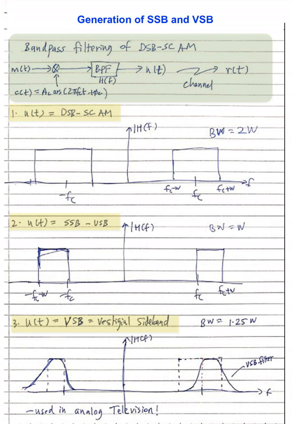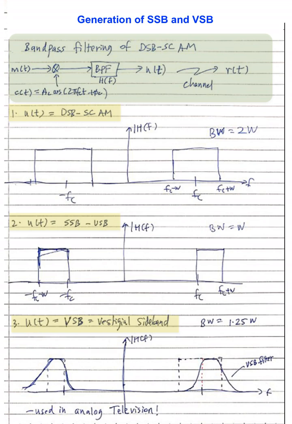In Figure 1, when H of f is a bandpass filter of bandwidth 2W centered at frequency fc, we get double sideband suppressed carrier AM. In Figure 2, when H of f is a bandpass filter of bandwidth W and passes only one sideband, either the upper or lower sideband, we get single sideband AM. Note that single sideband AM requires ideal filters with perfectly sharp cutoffs. In Figure 3, when we have non-ideal filters, we get vestigial sidebands. The root of the word vestigial is vestige, which means traces, meaning that traces of the other sideband remain.